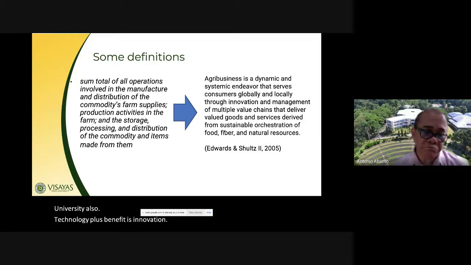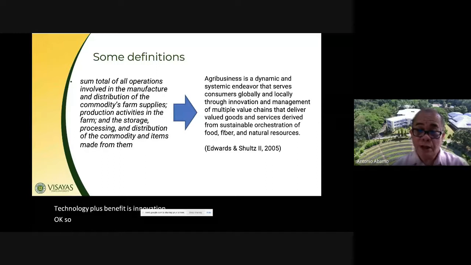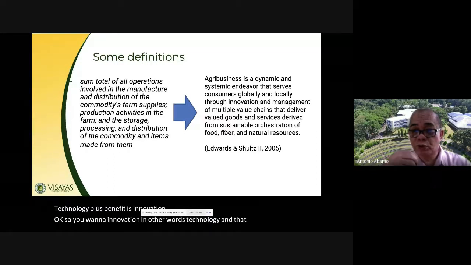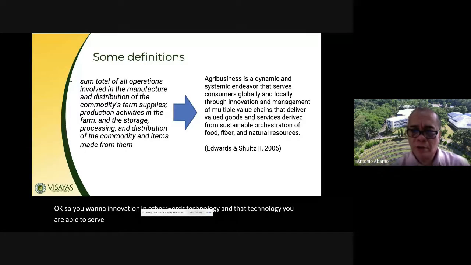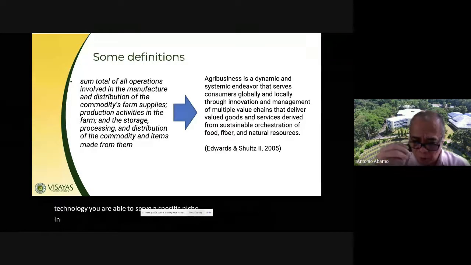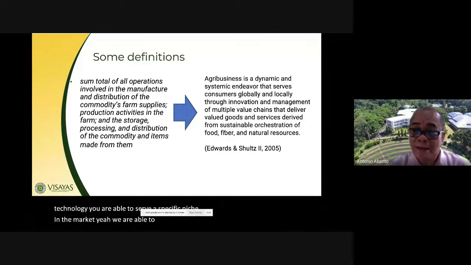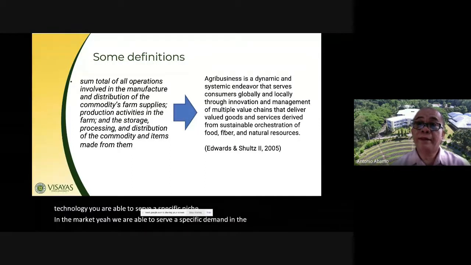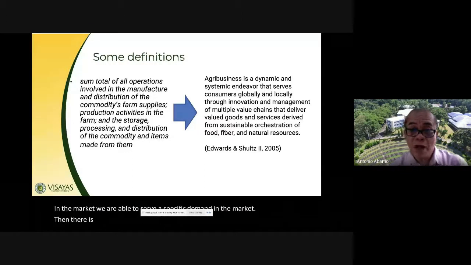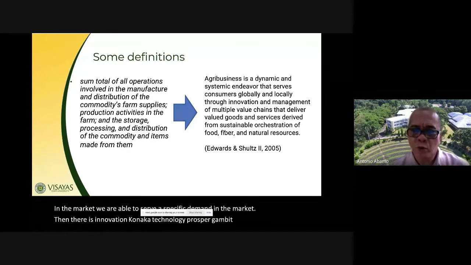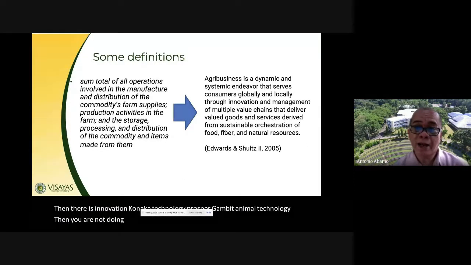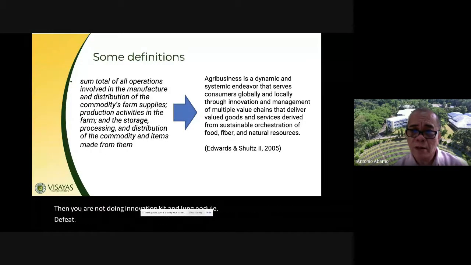So, innovation. In other words, technology, and from that technology, you are able to serve a specific niche in the market. We are able to serve a specific demand in the market. Then there is innovation. Kung naa kay technology, pero gamit ang imong technology, then you are not doing innovation. Kinahanglan naay benefit. Karon, kuha ta og example lang.